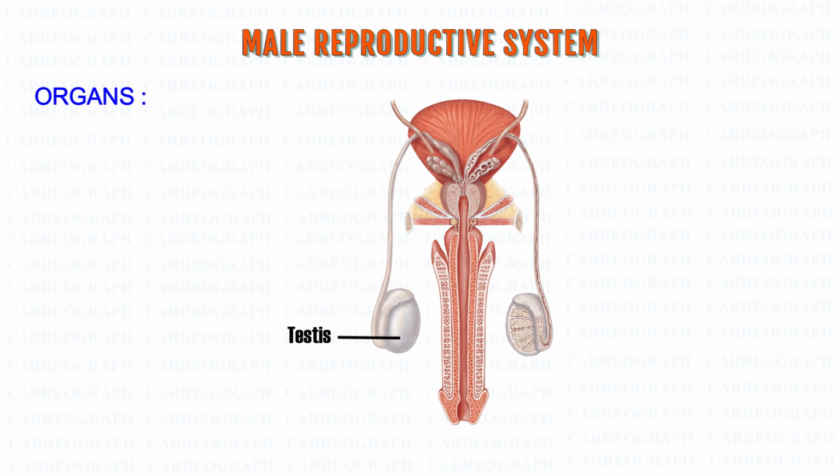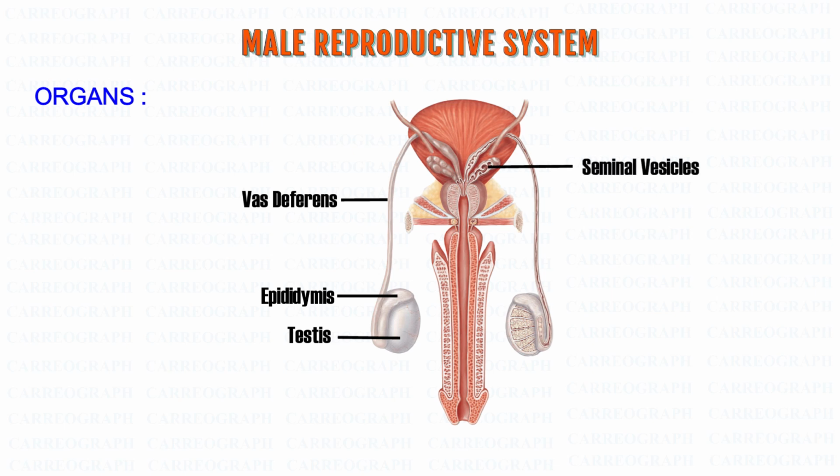Now, above the two testes, as you can see in this picture, there is a coiled tubular structure which we call epididymis. Above both the testes, epididymis is present. Then from epididymis, an elongated tubular structure extends, which we call vas deferens. Vas deferens ends at the seminal vesicle. Seminal vesicle is a sac-like structure.